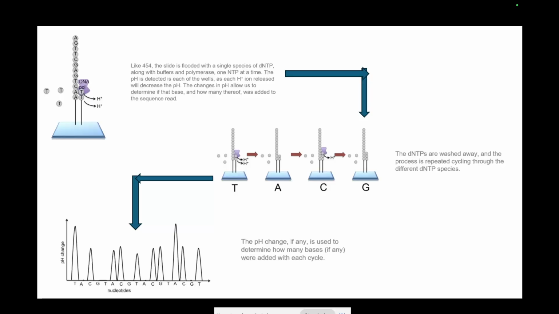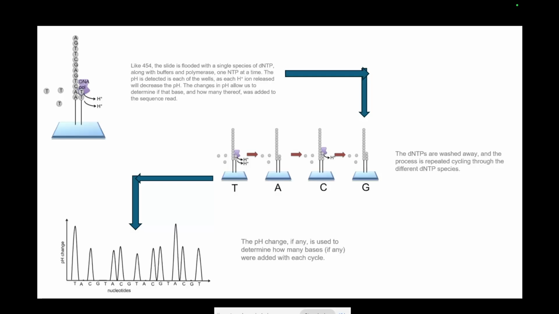Okay, so in this case, similarly, the DNA is broken down into single strands. Then you add a primer and a DNA polymerase, and then you add the dNTPs to the solution. After the DNA polymerase adds one base at a time, the pH of the solution will change, and the ion sensor will detect it. Then after that, the dNTP will be washed away, and the process is repeated, cycling through the different dNTP species. So one at a time.